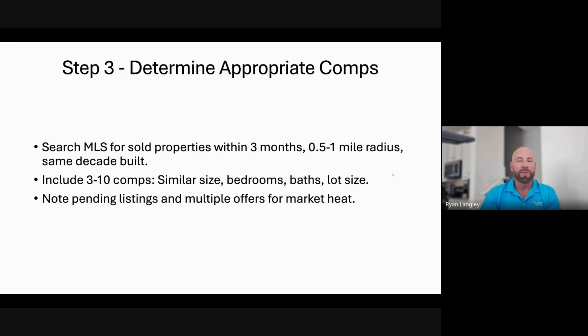Search MLS for sold properties within 3 months, half a mile to 1 mile radius, same decade built. A lot of times I use the quarter to half mile depending on the area, or if you're going to be on the MLS, you can use the neighborhood. That's probably the best thing to do if you're in a big neighborhood. You can use, for example, any kind of neighborhood you're going to do.